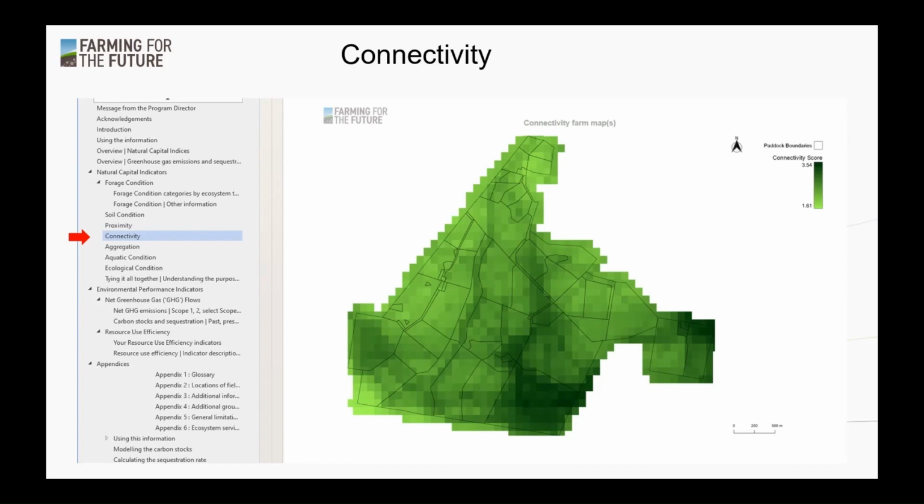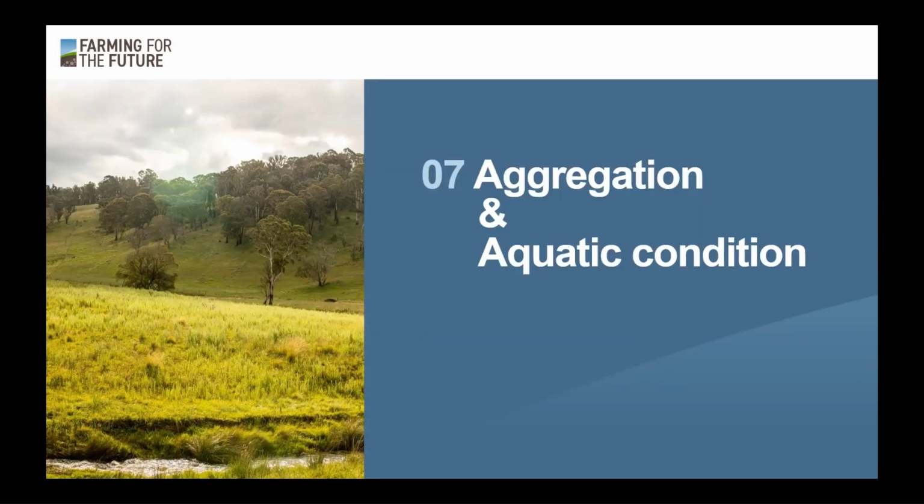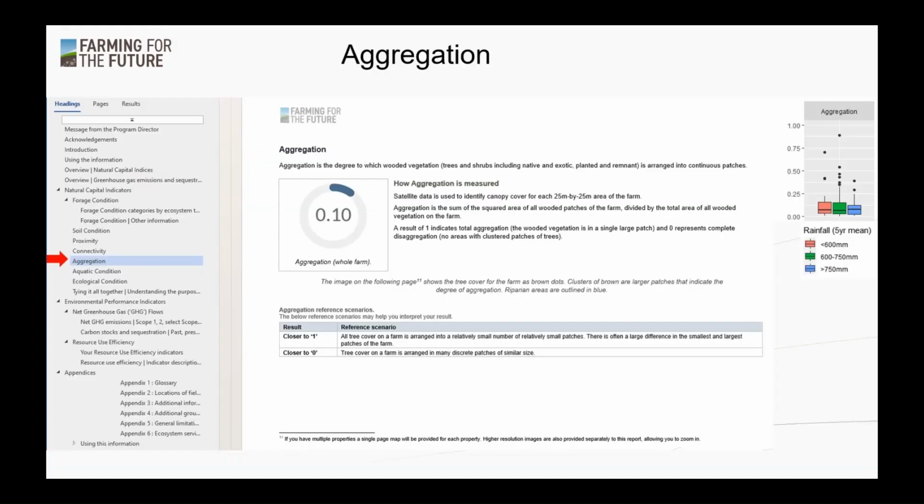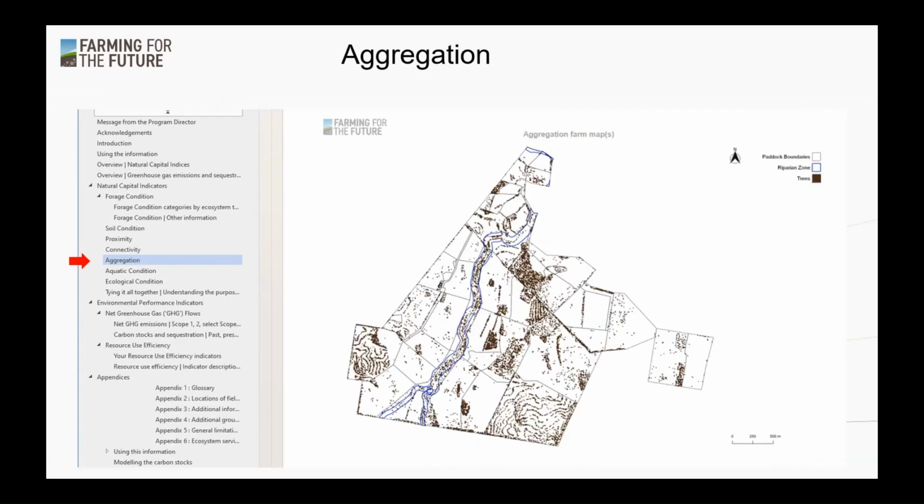The third index from a woody vegetation perspective is aggregation. So aggregation is almost the inverse of the proximity measure because it's looking at how aggregated the woody vegetation is on the farm. So if we look at the graphic itself, this is really showing that we've got vegetation that is spread out across the farm, and certainly there are clumps of dense vegetation, but on the whole it is distributed across the farm. And so in this case, Taylor's Run would score a relatively low score for aggregation.